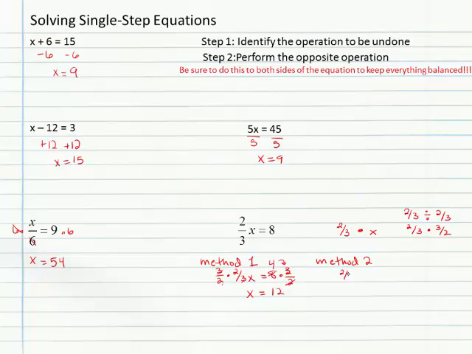Now method 2, if you don't like working with fractions, and some people don't, is to multiply both sides by the denominator first. And the 3's will cancel, and I'm left with 2x is equal to 24. Then I divide by 2, and I get x equals 12. So as you can see, both result in the same answer, so you can use either method you prefer. And this is how you solve a single step equation. Identify the operation that's there and do the opposite one.